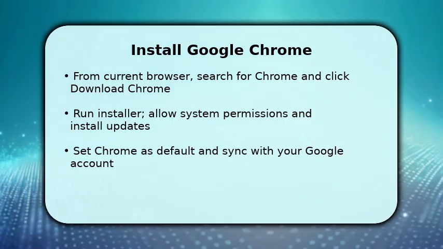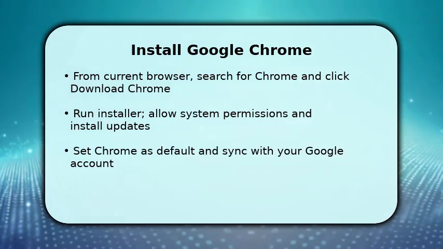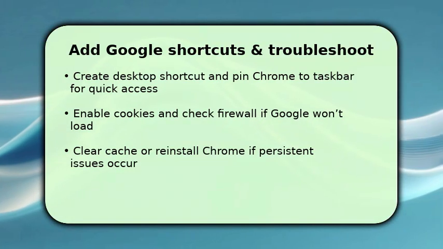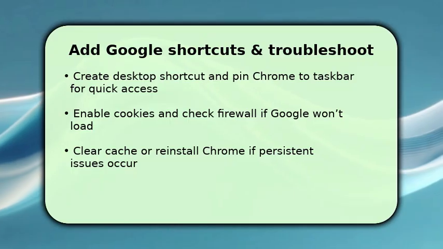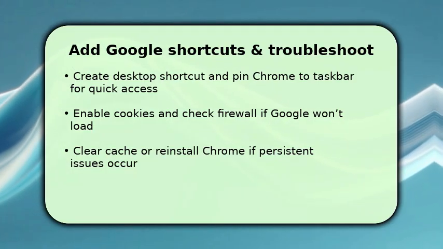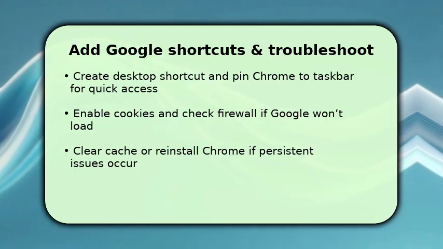Make sure to set Chrome as your default browser so typing Google.com always goes through Chrome in the future. Finish by creating shortcuts. Open Google.com in Chrome, click the menu, choose More Tools, then create shortcut and pin Chrome to your taskbar for one-click access.